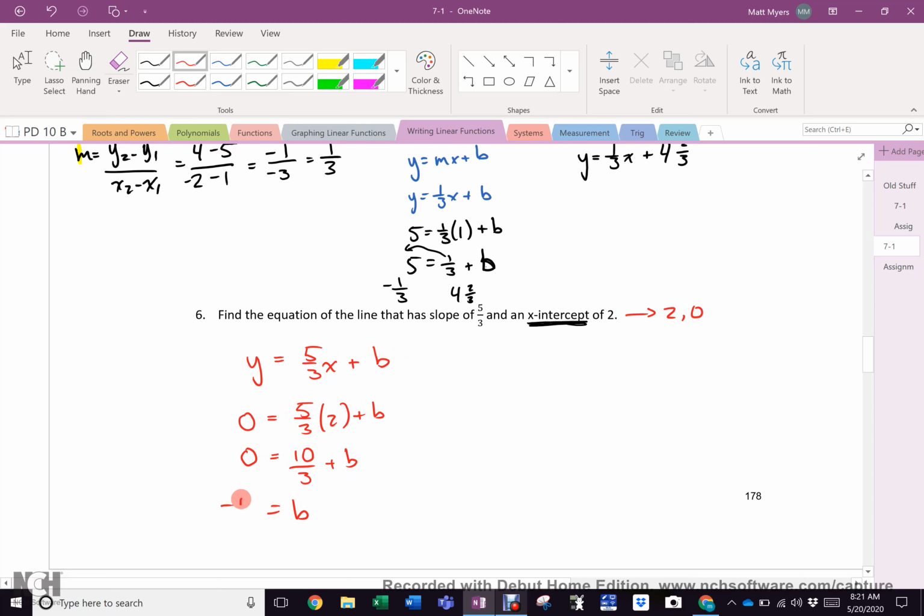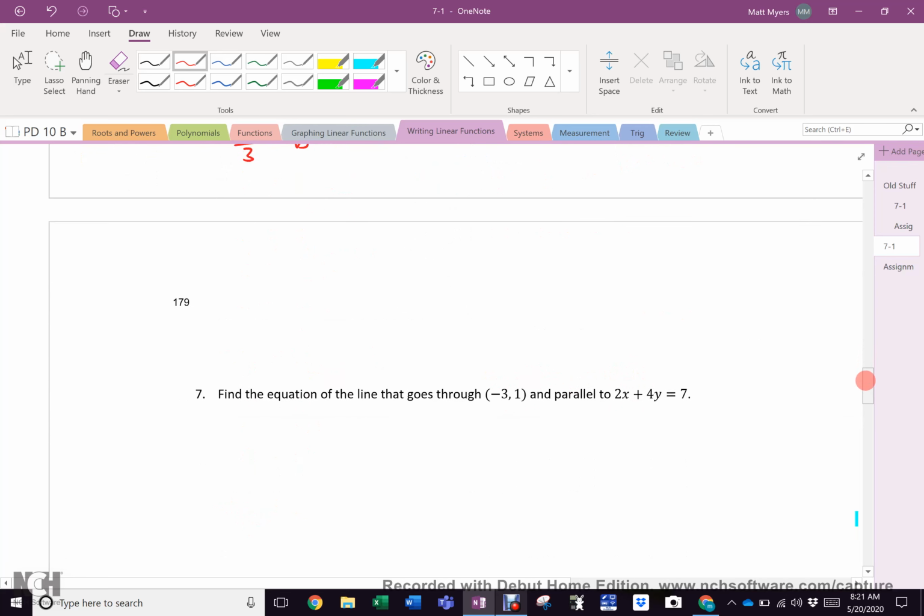b equals -10/3. Then I can just write it out. Y equals 5/3 x minus 10/3. And I'm done. So easy.